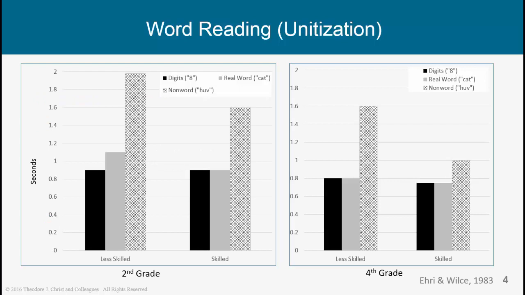Now let's take a look at a comparison of second grade readers who are more and less skilled readers. If we have them identify a digit like 8 in this example and measure how quickly and automatically they can identify that digit, you can see they do it in about 0.9 seconds. But when less skilled readers try to identify real and common words such as cat, they can do that in about 1.1 seconds. Now, if you compare that to the skilled reader at the same grade level, you can see that they identify digits and real words at the same rate. So they identify the digit 8 as quickly and efficiently as they would identify the word cat.